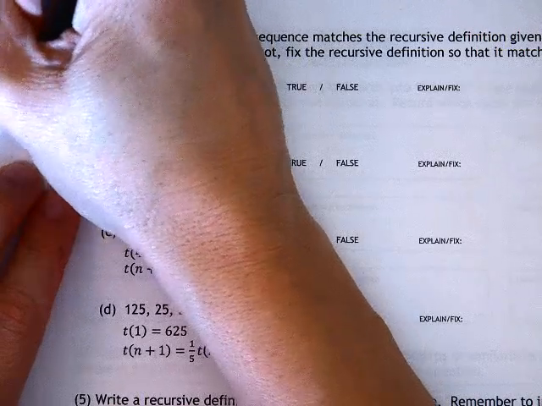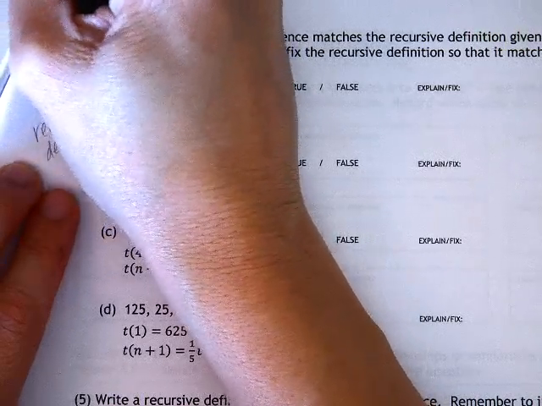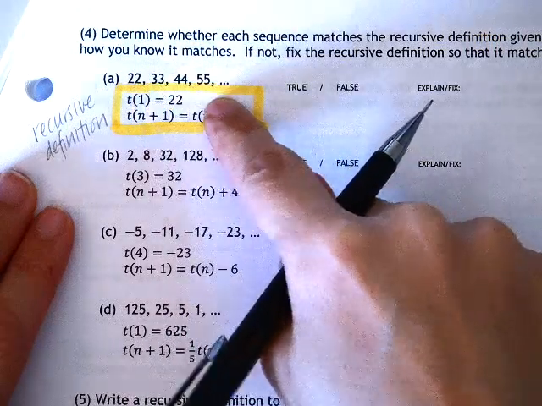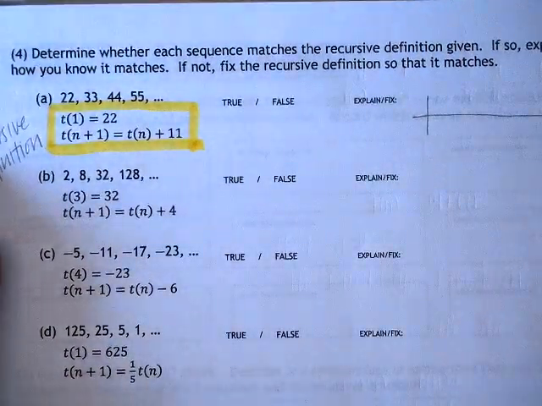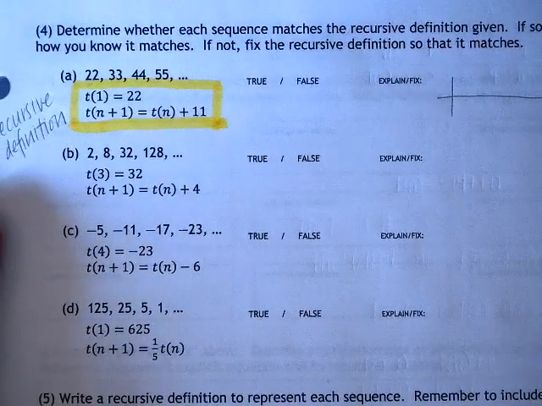recursive definition. Because now you're being asked, does that work? Does that suit that list of numbers? So the easiest thing to do, in my opinion, is to go back and think in a tabular fashion again.